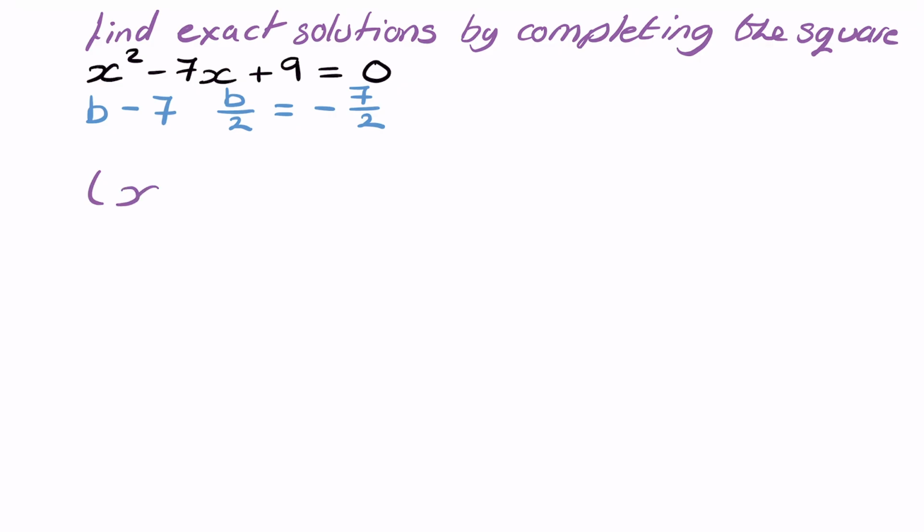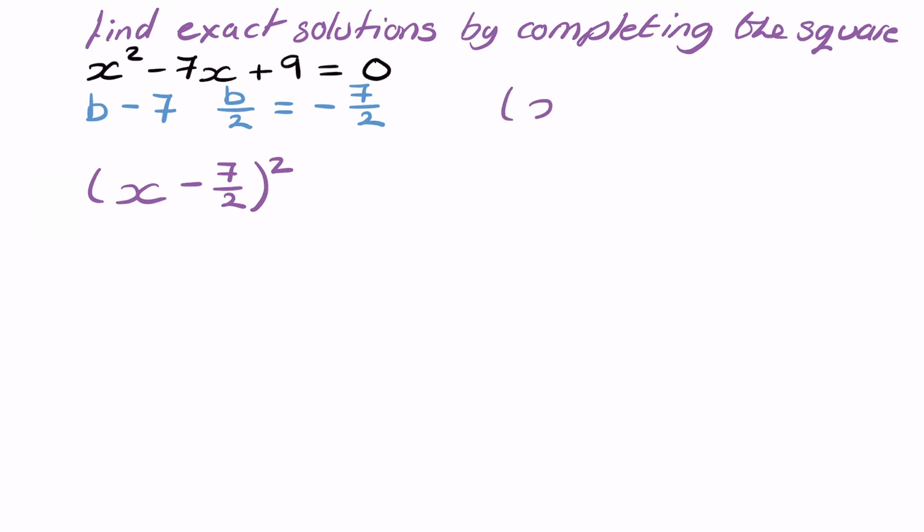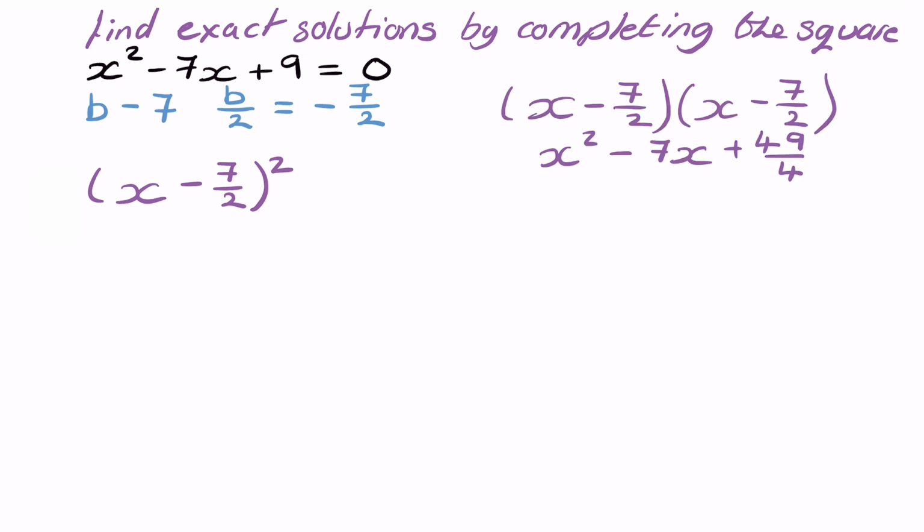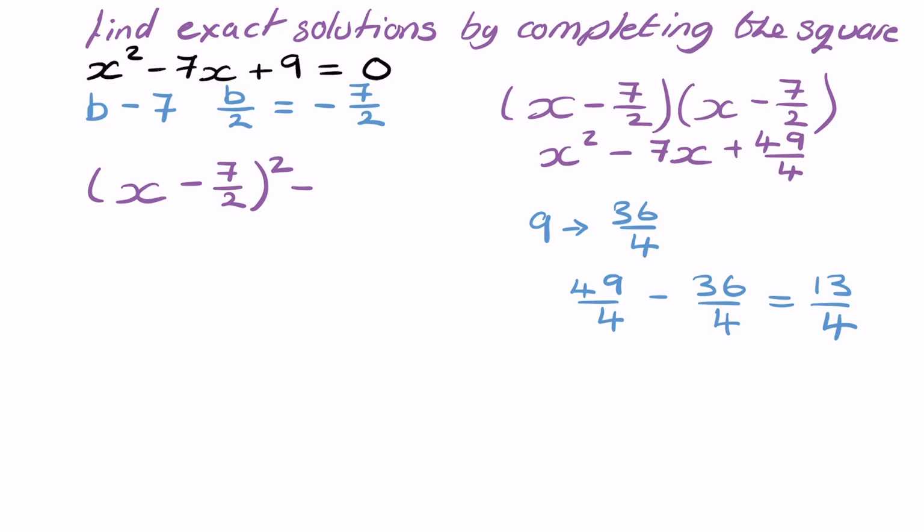Then we have (x - 7/2) squared. Multiplying out that bracket gives us 49 over 4, and we wanted 9, which is actually 36 over 4. So 9 is 36 over 4. So we've got to subtract the difference, and 49 over 4 minus 36 over 4 gives us 13 over 4. Subtract 13 over 4, that will equal 0.